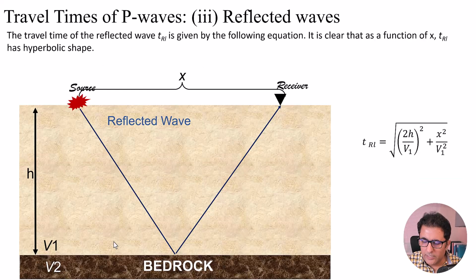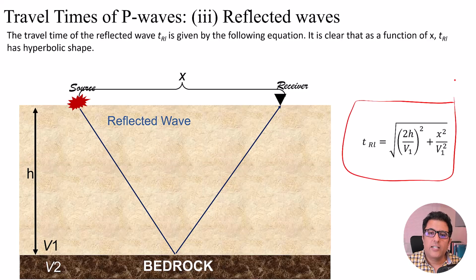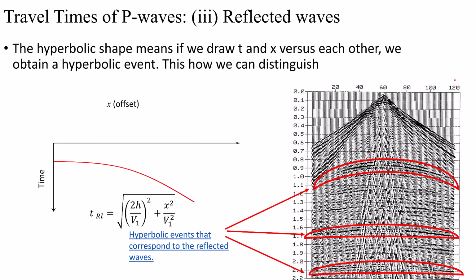This figure shows the travel route of reflected waves, and this equation is the travel time for reflected waves. If you look at it closely, you will notice that the relationship between x and t is not linear anymore, and it is hyperbolic. And indeed, reflected waves can be identified on a seismic record as hyperbolic events, and the reason they're hyperbolic is because the travel time of reflected waves is hyperbolic.